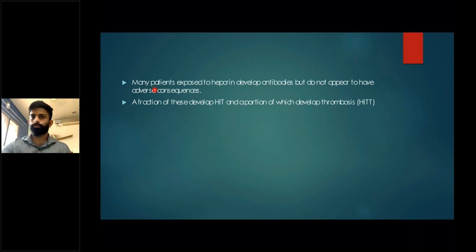Many patients exposed to heparin develop antibodies but do not appear to have adverse consequences. A fraction of these develop HIT, and a portion of those develop thrombosis, which is HIT thrombosis. So heparin can cause heparin-induced thrombocytopenia in some patients, but they will not have bleeding, and sometimes they can have thrombosis.